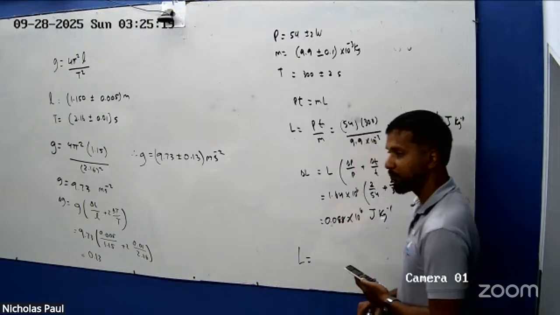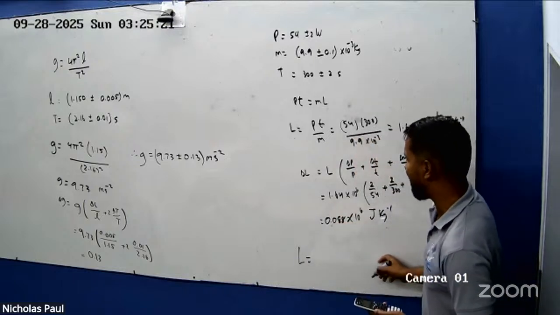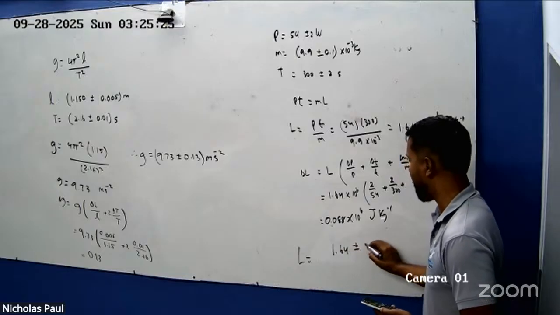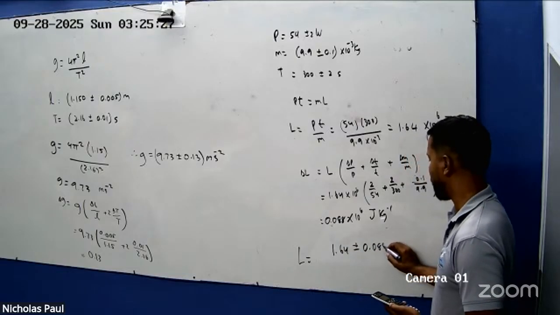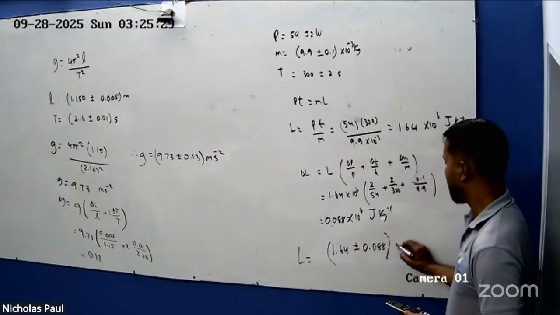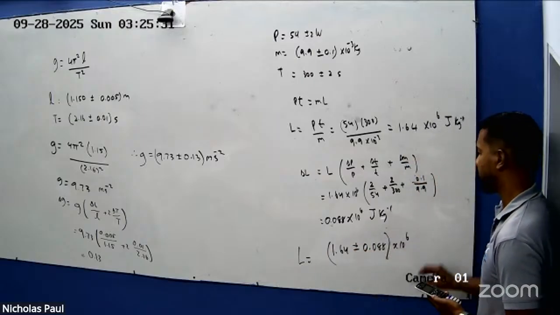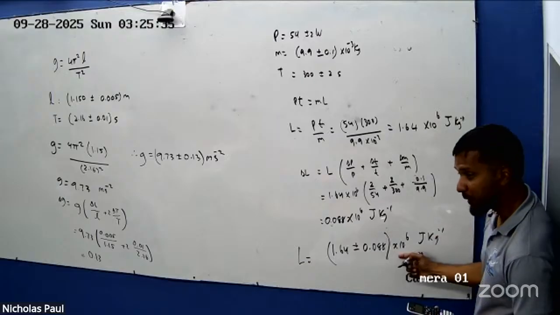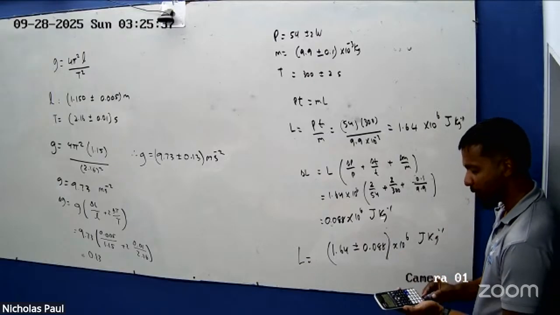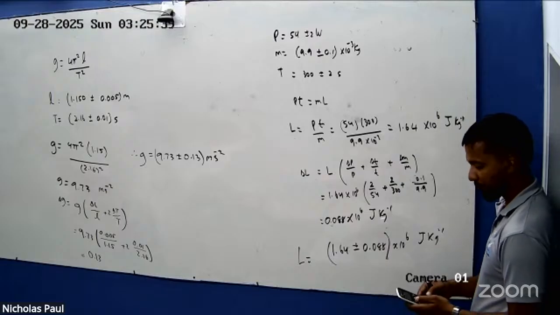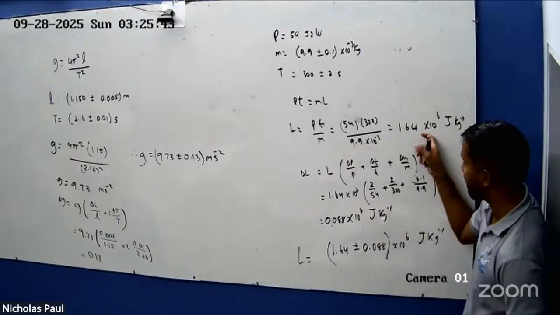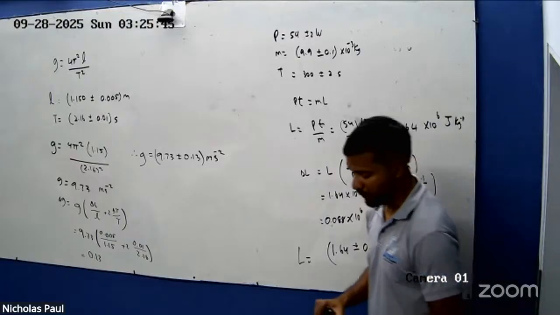0.088. So your final answer can be written like this: 1.64 plus and minus 0.088, whole by 10 to the 6. So you put them all to the same power value here. That's the reason why I put the same thing. That's how you put them together.